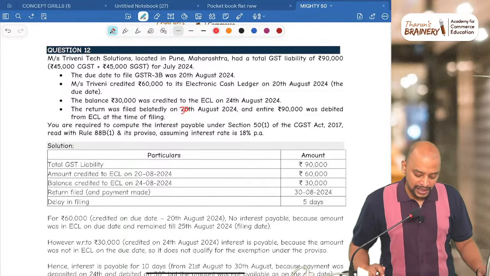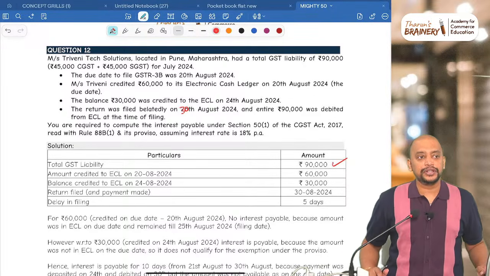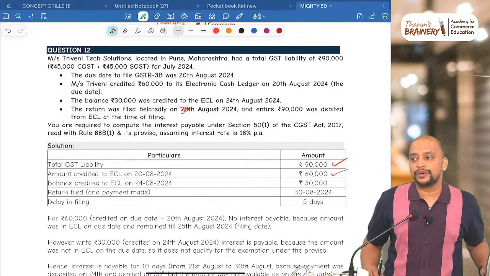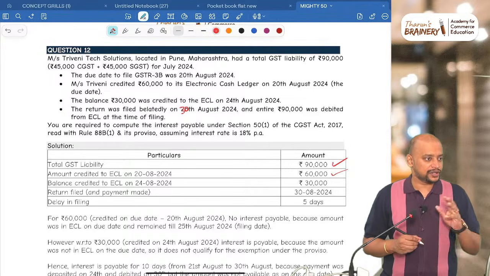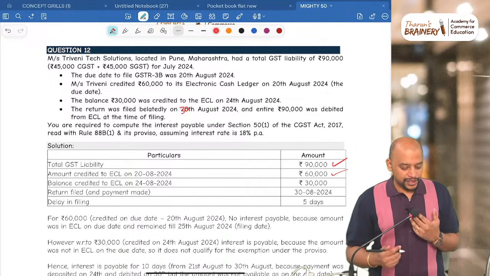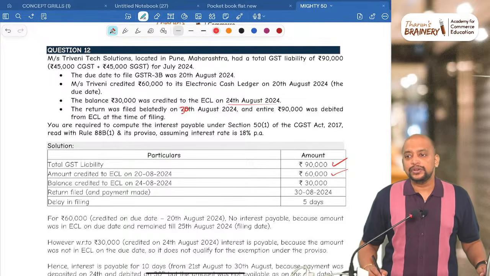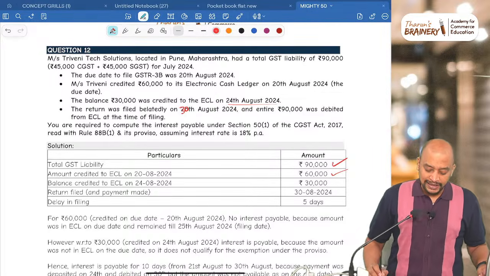Now what is the total liability? The total liability will be 90,000. How much is credited as on the due date of GSTR 3B? 60,000. Means on that 60,000 no need to pay interest, whereas interest may arise in case of 30,000. But in that 30,000, what they are doing, they are crediting it on 24th August. Even though they credit it on 24th August, the interest will be computed till 30th August.